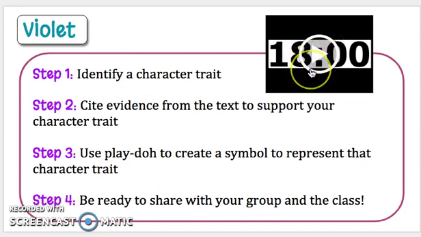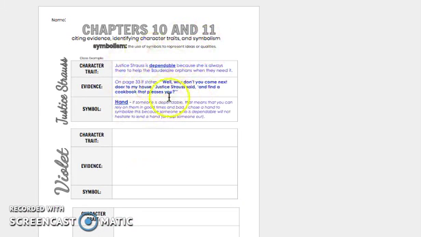Okay, so ignore the time. Like I said, you guys can work on your own or together if you'd like to identify a character trait for Violet, cite evidence from the text to support your character trait, then use Play-Doh to create your symbol. All right, you're going to be doing all of this on this paper. You've seen I've put the example for Justice Strauss up here that you can refer to. You're going to be putting yours down here for Violet. Now, this italicized portion of my symbol, you do not have to write that. That's where I'm going to be walking around to the groups in class to ask why they're choosing that symbol. Since you won't be in the class period, I suggest maybe you write it on the back or just come see me during pride time to explain the symbol that you chose for Violet.